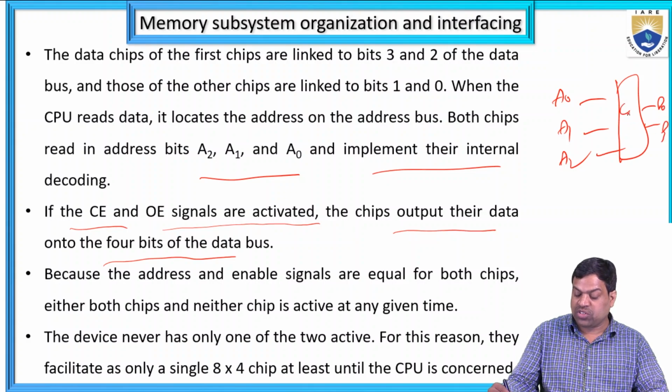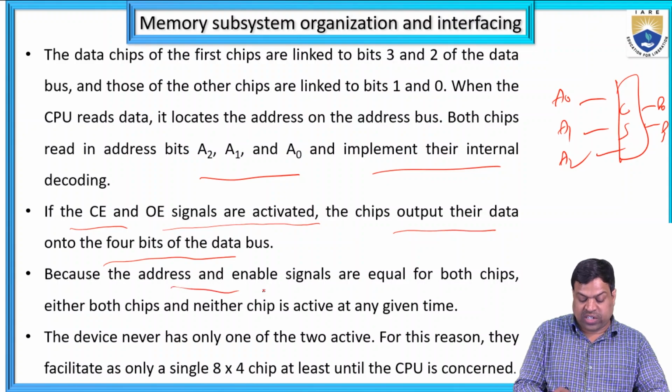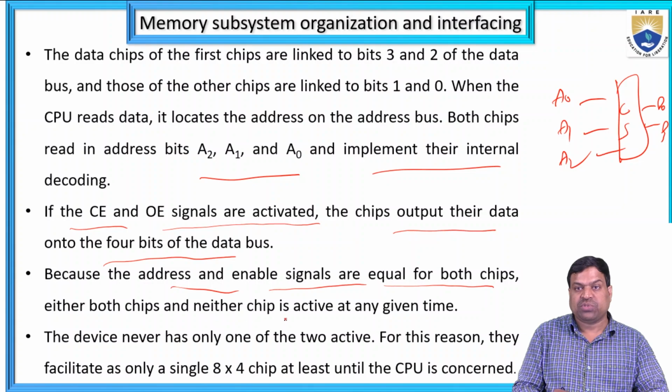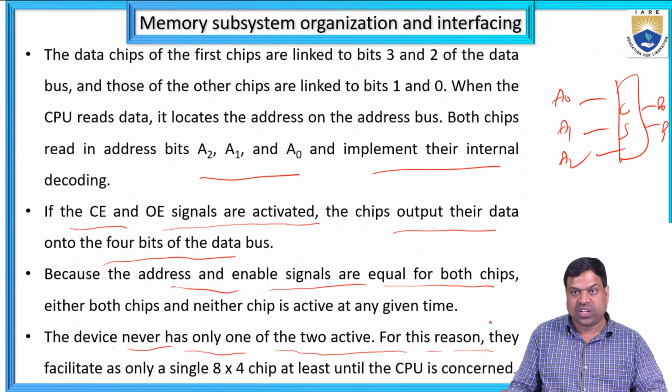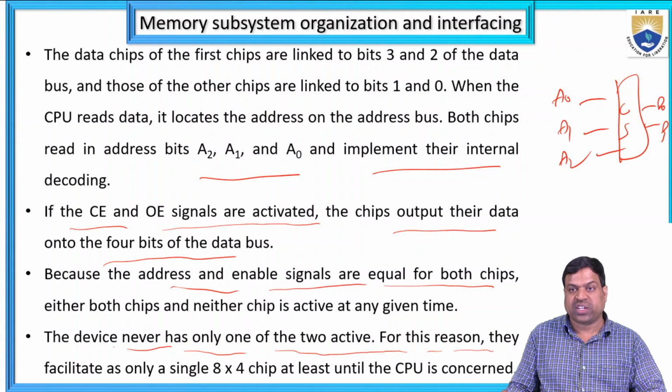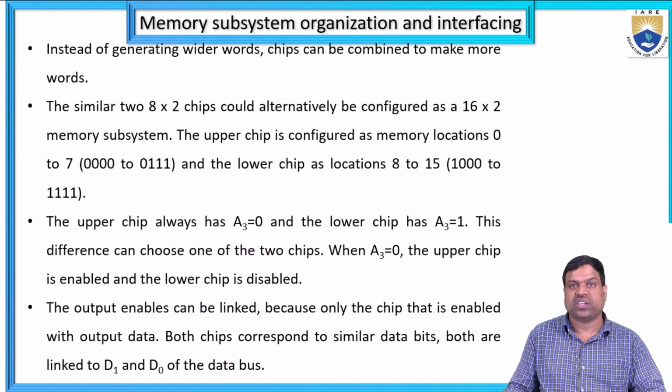So what are the control signals? CS is a control signal. The address and enable signals are equal for both chips. Either both chips or neither chip is active at a given time. The device never has only one of the two active. For this reason, they facilitate only signals with 8x4 chips, at least until the CPU is connected.